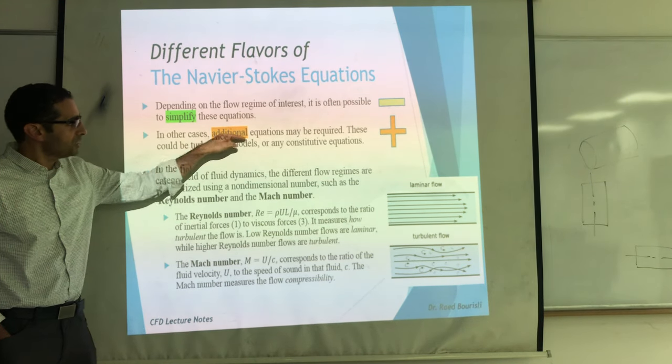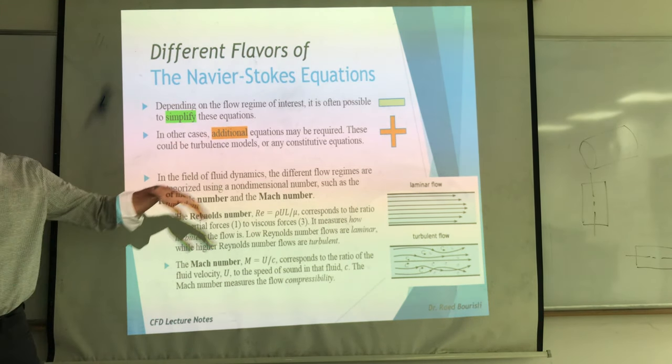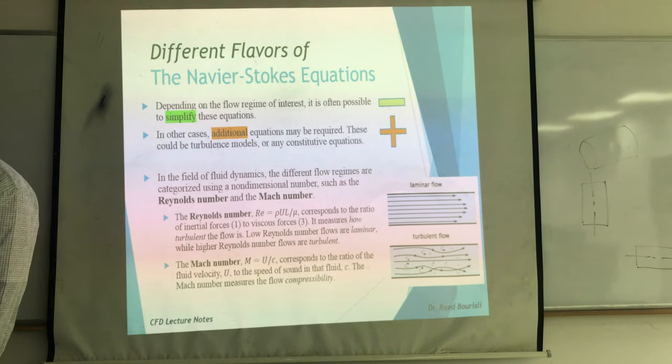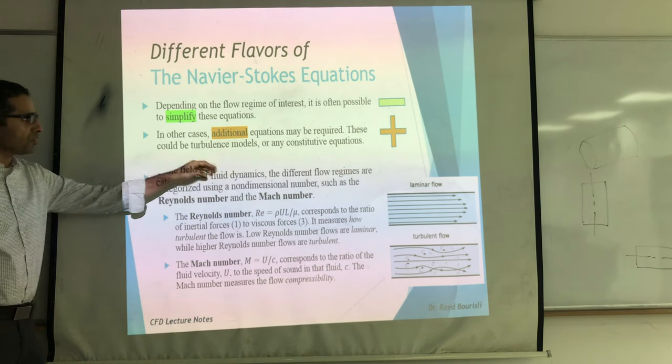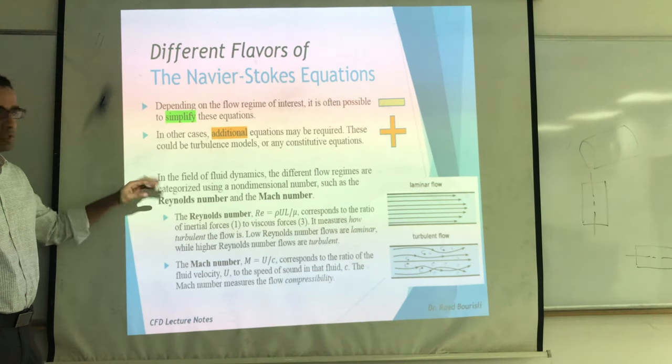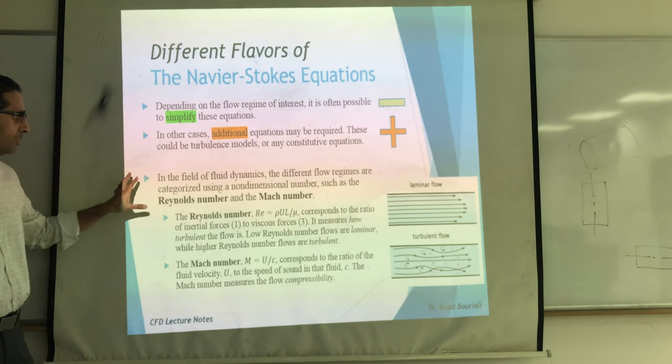In other cases, additional equations may be required. So, look at the flow. You say the flow is 3D with transient, well, it's not enough. I have to add other equations. Equation of state to determine the density. Well, turbulence model to account for the turbulence dissipation. These could be turbulence model or any constitutive equation, non-Newtonian and whatnot.